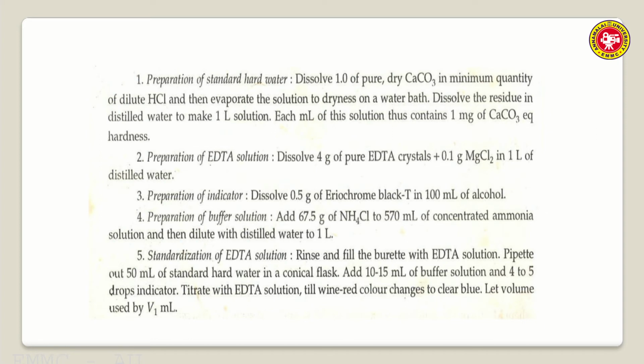Okay, now what you are going to do? You are going to open the burette and slowly titrate the conical flask by running down the EDTA drop by drop. Now at the end point, the wine red will have been converted to a clear blue color solution. Stop the titration, note the reading. Let the volume of EDTA used for 50 ml of standard hard water be V1 ml. Up to this clear? Next.